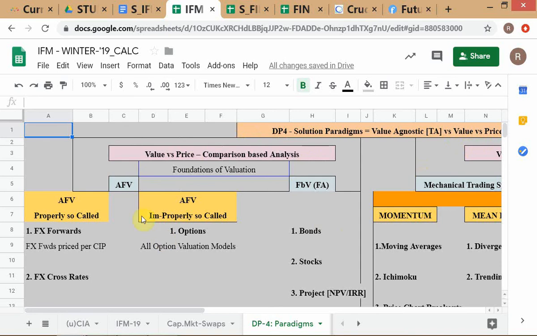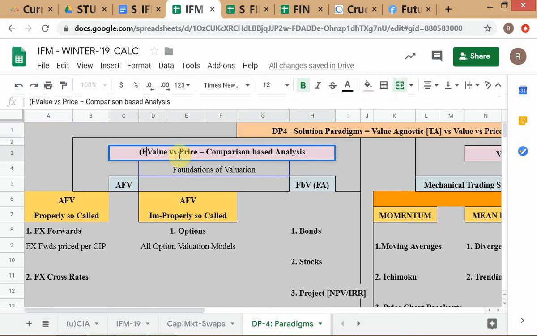Now we are looking inside this value versus price based approach. Everything here is based on this scheme of value versus price comparison. And remember the underlying decision problem: whether I should buy this asset or sell this asset. So maybe we should even make this fair value. Fair value versus price. This is our basic schema.